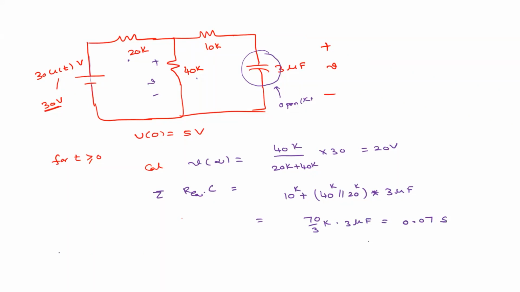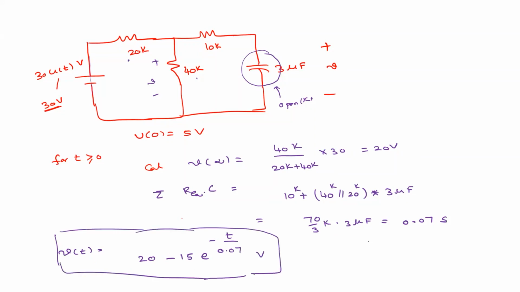Now v of t. The final value is 20 and the initial value is 5, so 5 minus 20 is minus 15. So v of t equals 20 minus 15 e to the power of minus t by 0.07 volts. This will be the answer for this question.